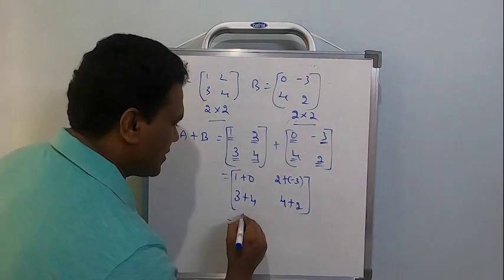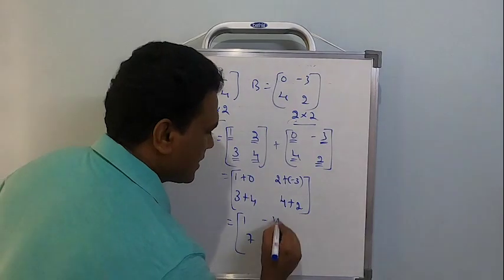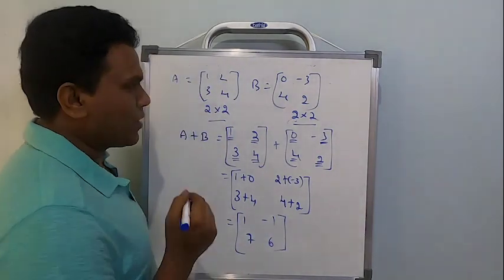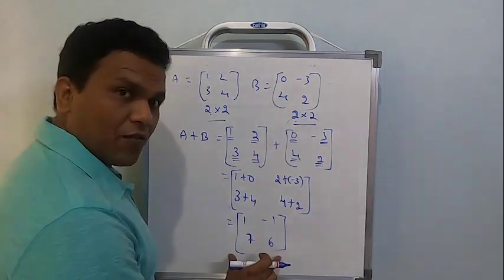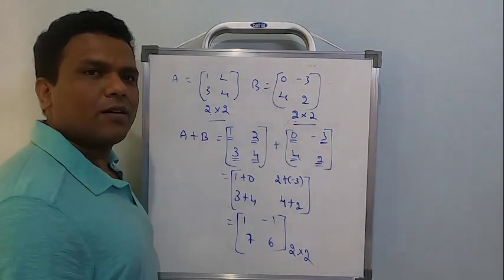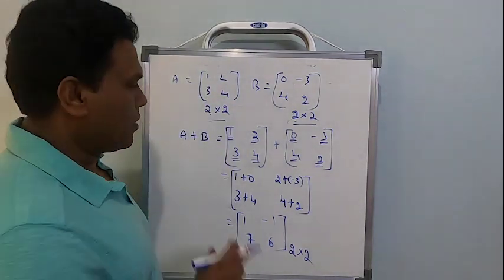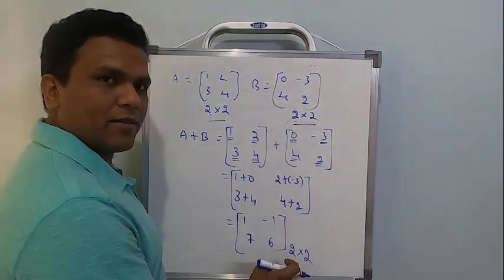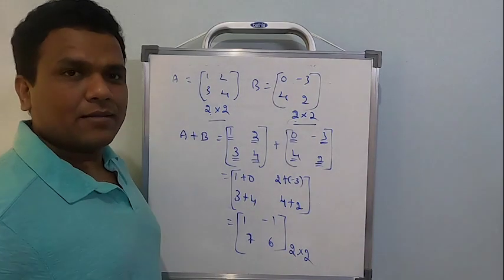Now just let us simplify this. So it's going to be 1, -1, 7, 6. Just look at that. What was the order of A and B? Both were 2 cross 2. What is the order of A plus B? Order of A plus B is also going to be 2 cross 2. So whatever the order of A and B, the order of A plus B is also going to be the same. Remember the simple concept of addition of matrices.